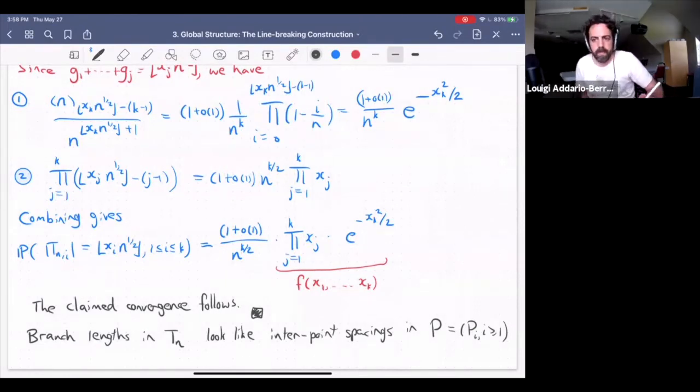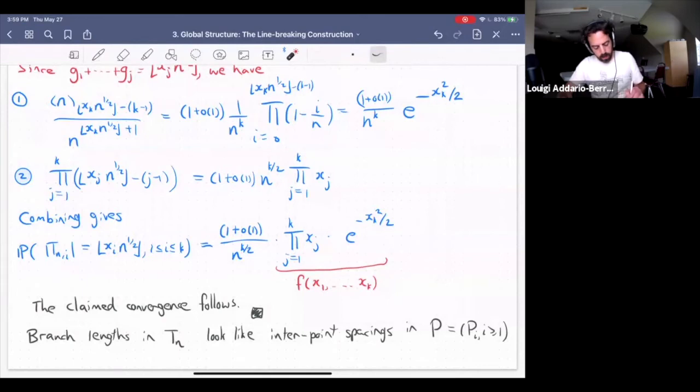Not seeing any questions for the time being. I want to say, right, so what happens with the n to the k over 2 in the limit?